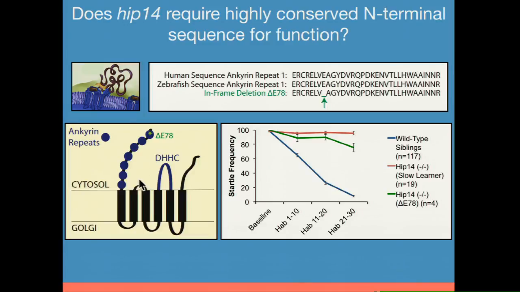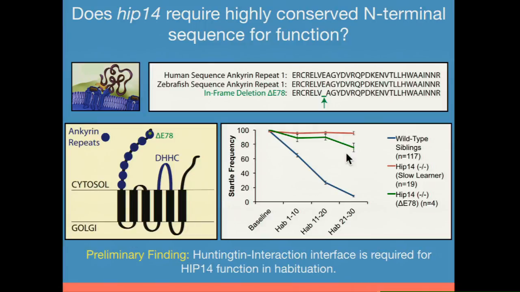So whereas the HIP14 siblings rapidly habituate, and you can see my control up here, the HIP14 slow learner mutation that came out of our ENU screen fails to habituate. And you can see that the deletion of only a single amino acid also has a very severe learning deficit. And so although these are preliminary findings, you can see I've got an N of 4 right there. But we think that this suggests that the Huntingtin-interacting interface is required for HIP14's function in habituation.